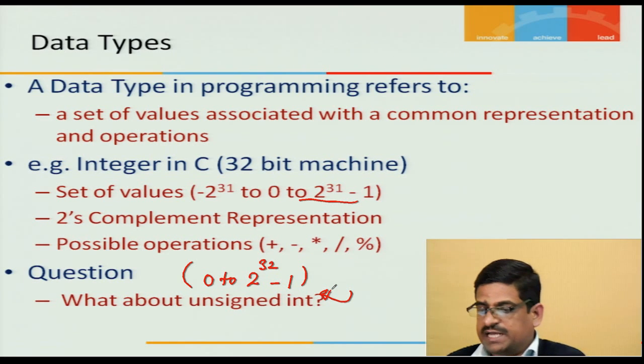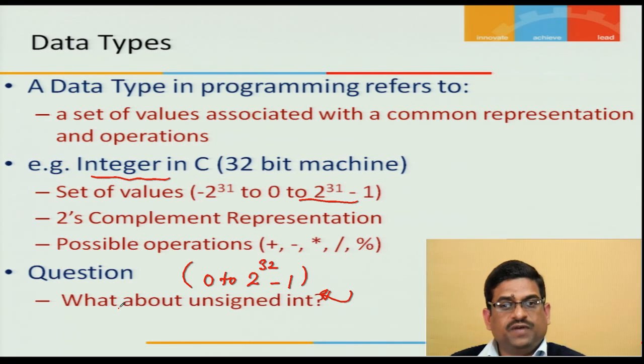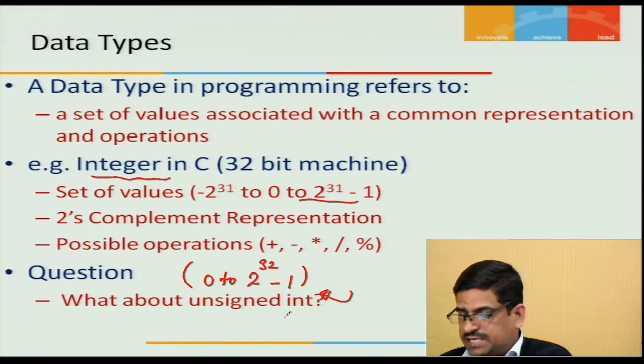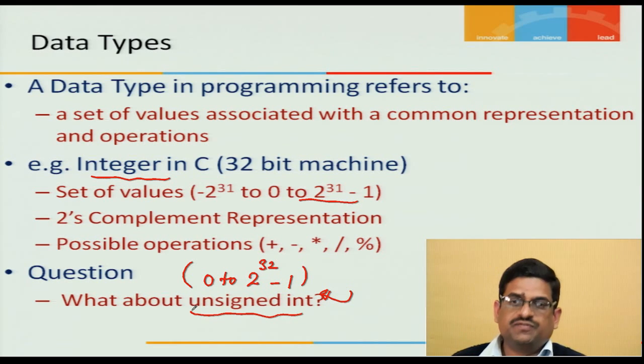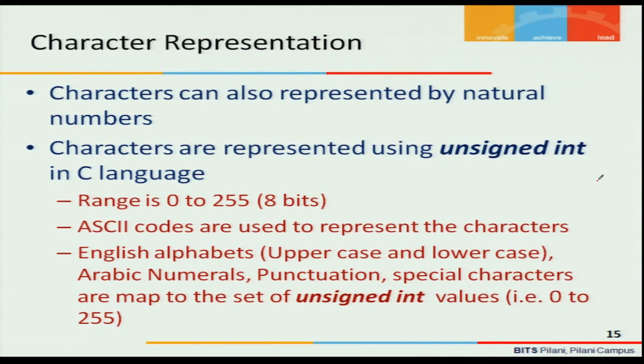So one data type is integer, and a variation of the integer data type is unsigned integer. The unsigned integer range will be different because only positive numbers have to be represented. So far we talked about number representation. We have seen representations, arithmetic operations, and one of the data types in C, the integer data type, which works on numbers.